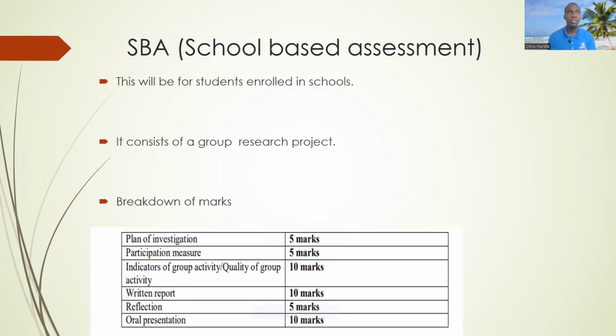The SBA, or school-based assessment, this would be for students enrolled in schools. It consists of a group research project, and here's the breakdown of the marks. So you have plan of investigation, 5 marks, participation measure, 5 marks, indicators of group activity, cooperative group activity, 10 marks, written report, 10 marks, reflection, 5 marks, and oral presentation, 10 marks. So that brings a total of 45 marks, right?